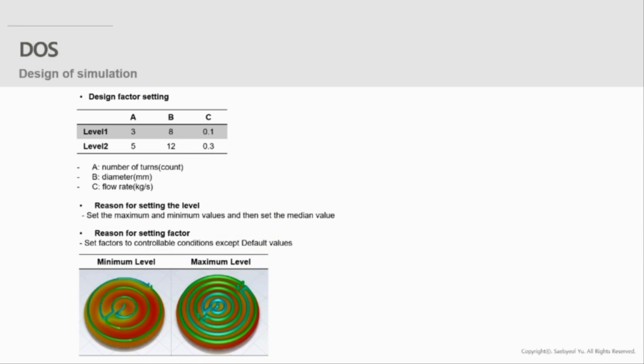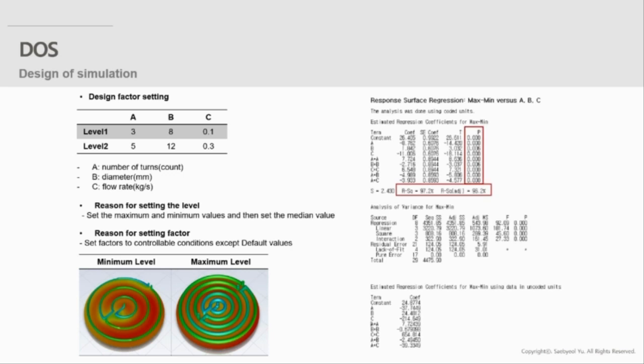Based on the previous process, our team set up several factors and performed the simulation using DOE. Factor A is the number of turns, factor B is the diameter, and factor C is the flow rate. The result on the right is the response surface method analysis for the three factors.